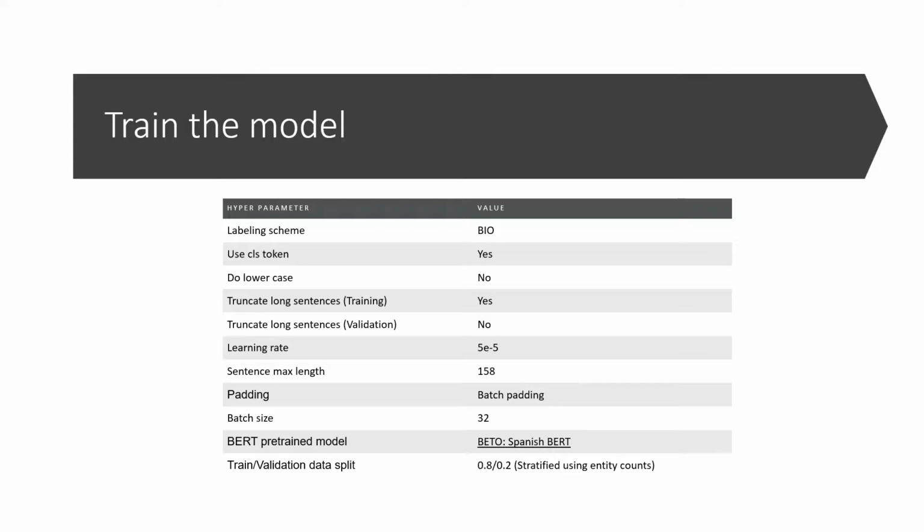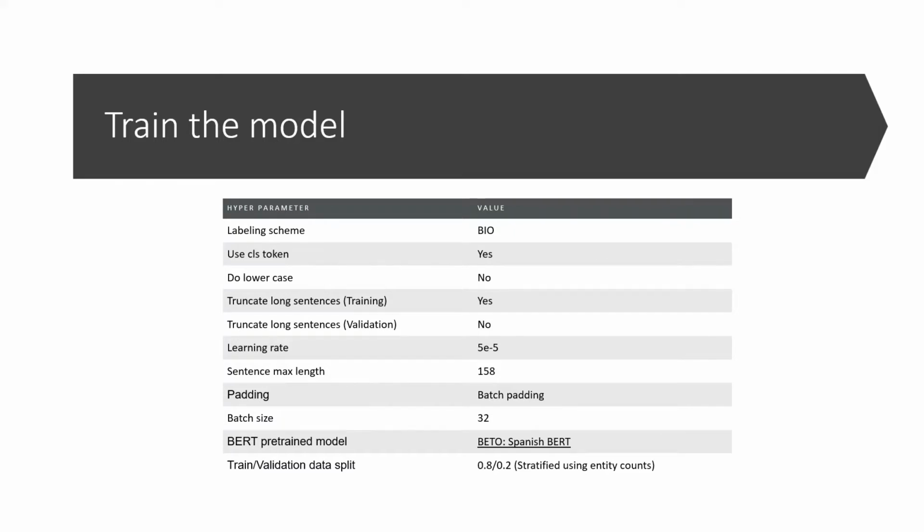For the sentence length, we choose this length for the training, so long sentences are truncated, but for the validation, long sentences are divided into other sentences, and we keep them in the validation. For the padding, we choose batch padding instead of padding on the whole dataset. For the pre-trained model, we choose Pitoo, which is a BERT version trained on the Spanish language.